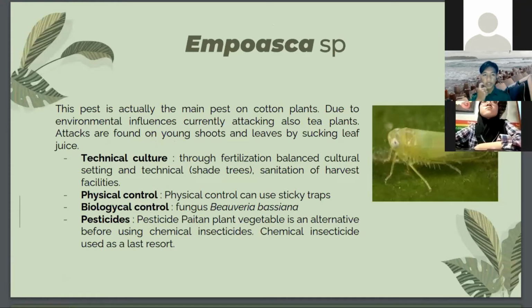Empoasca sp. This pest is actually the main pest on cotton plants. Due to environmental influences, it is currently attacking tea plants. Attacks are found on young shoots and leaves by sucking leaf juice. Technical culture: through fertilization, balance, cultural setting, and technical or set risk. Sanitation of harvest facilities. Physical control can use sticky traps. Biological control: fungus Beauveria bassiana. Pesticide: botanical plant pesticide, vegetable pesticide is an alternative before using chemical insecticide. Chemical insecticide is used as a last resort.